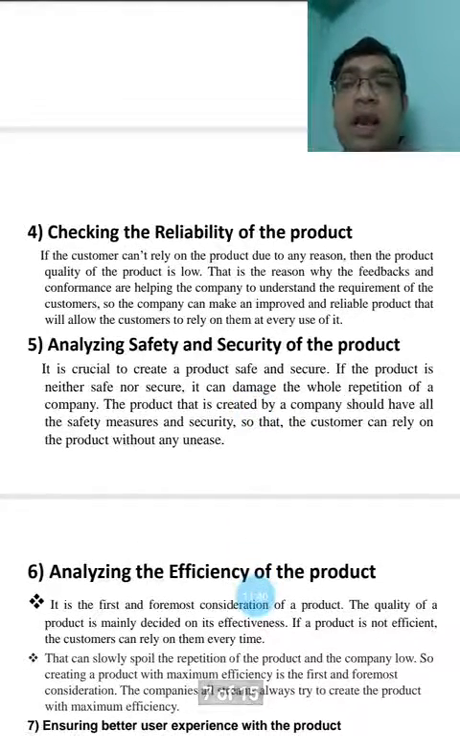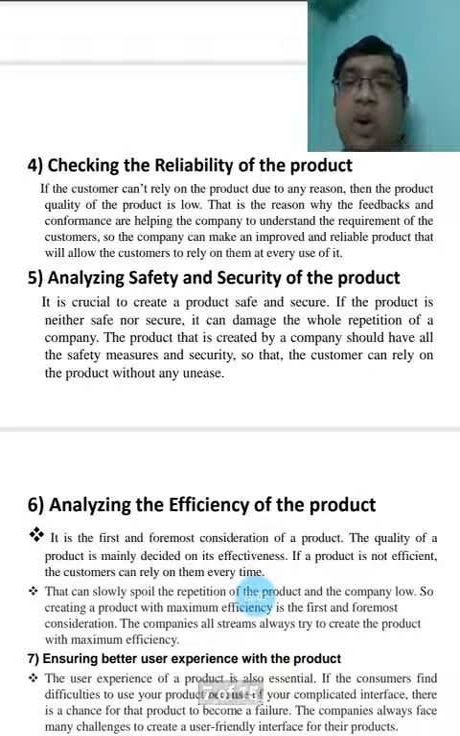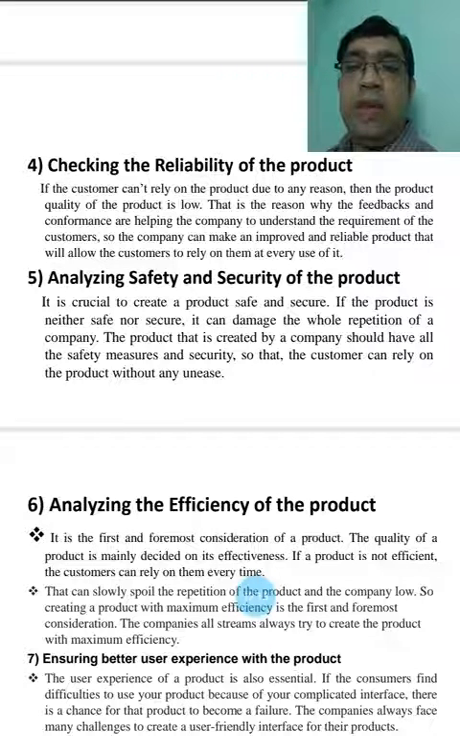Checking the reliability of the product: customers cannot rely on the product due to some reason, the product quality of the product is low. That is the reason why feedback and conformance help the company to understand the requirements of the customers, so the company can make an improved and reliable product that will allow the customers to rely on it at every use of it.